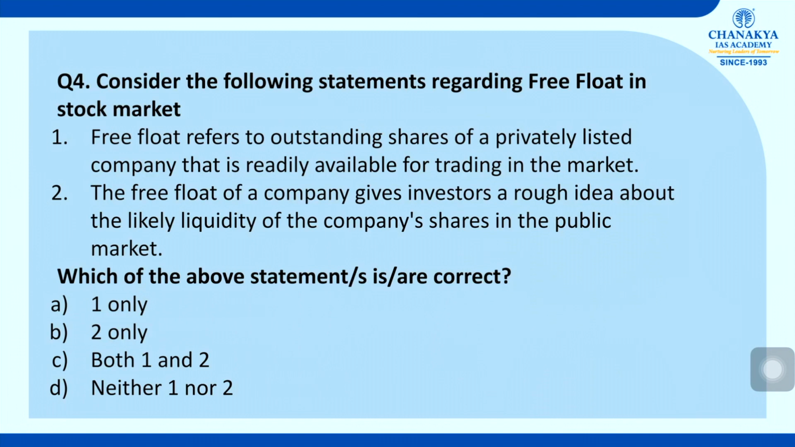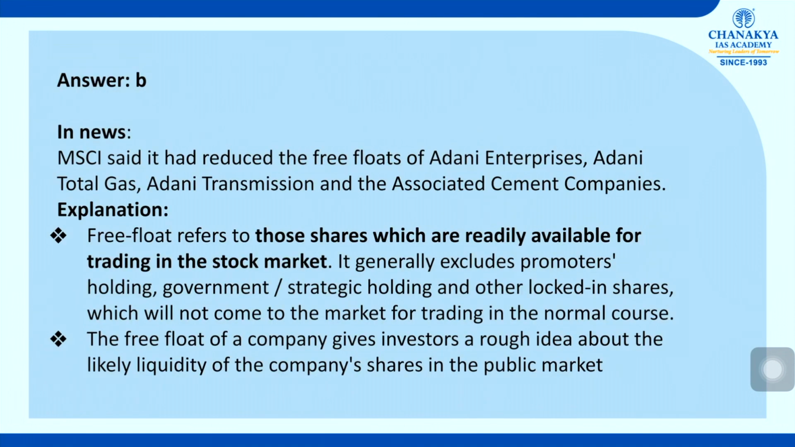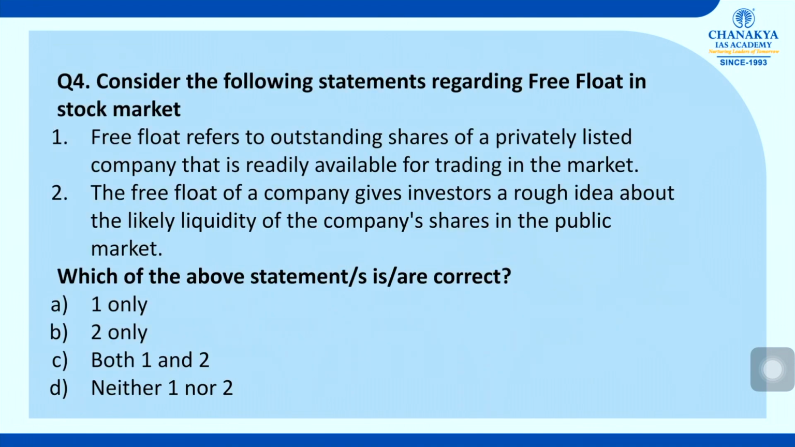Option A, 1 only. Option B, 2 only. Option C, both 1 and 2. Option D, neither 1 nor 2. The right answer is option B, which is 2 only. That is, the free float of a company gives investors a rough idea about the likely liquidity of the company's shares in the public market.